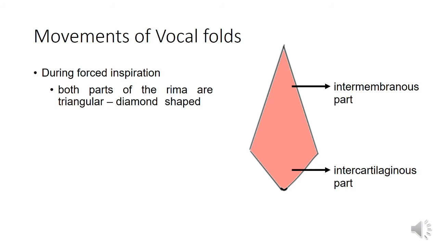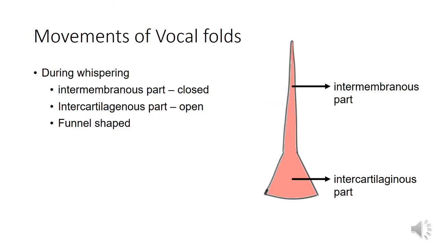During whispering, the intermembranous part is closed, whereas the intercartilaginous part is open. This gives a funnel shape to the rima glottidis. So the movement of vocal folds changes the shape of rima glottidis, and it can acquire one of the shapes discussed above.